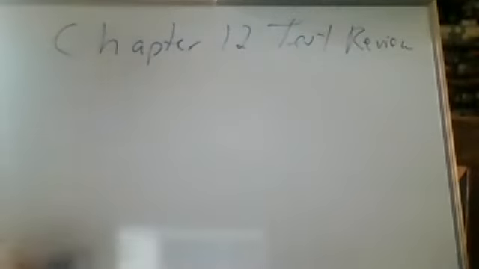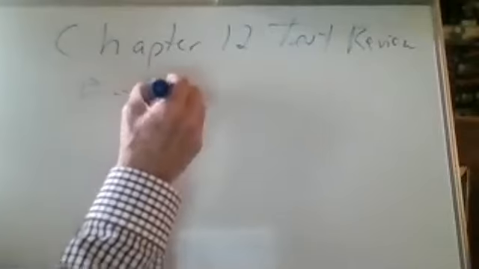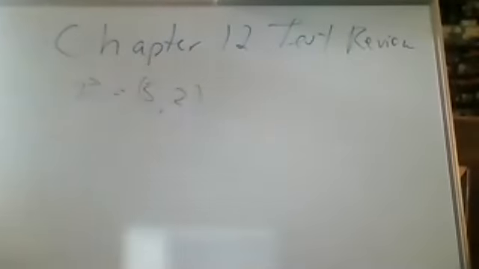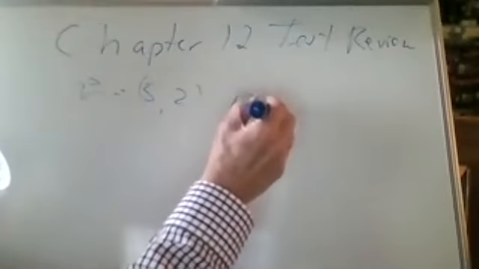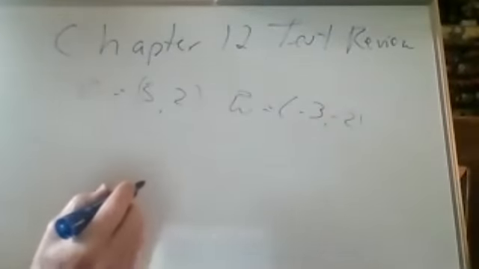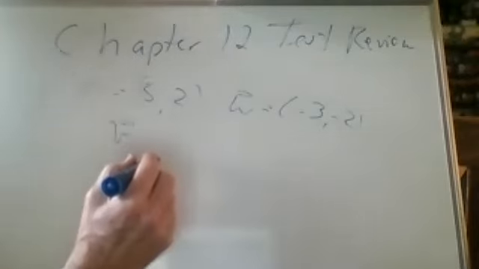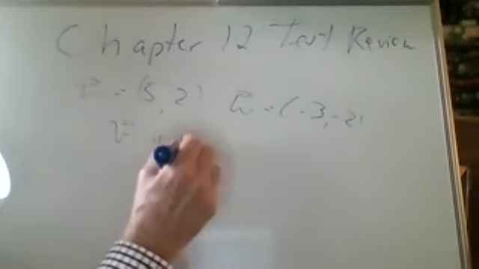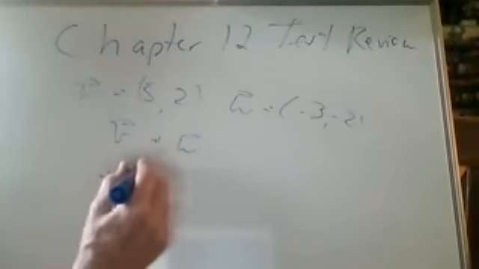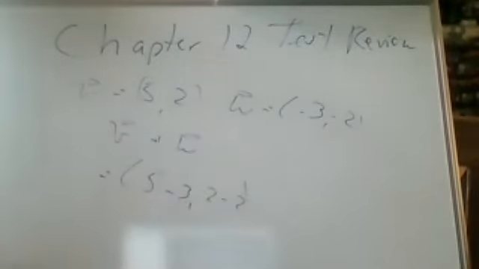Number 9 is another vector question. And the next question. Vector V is 5 and 2. And vector W is -3, -2. We want to find vector V plus vector W, okay? So that's pretty simple. That's just going to be 5 minus 3 and 2 minus 2, okay? Pretty simple.